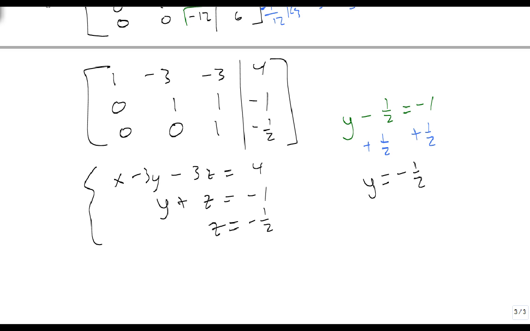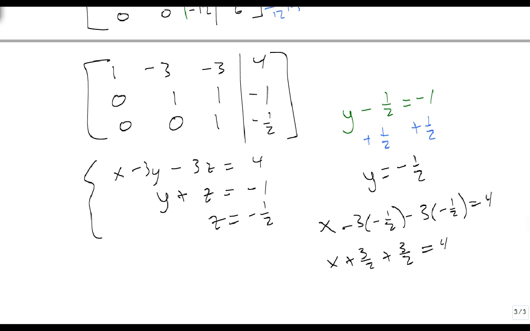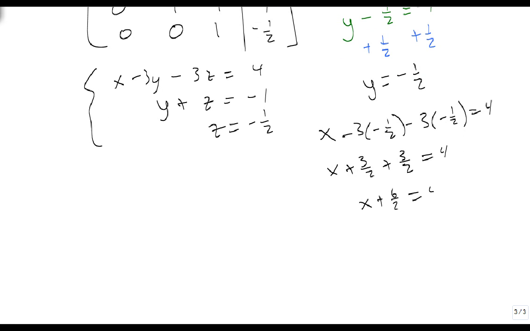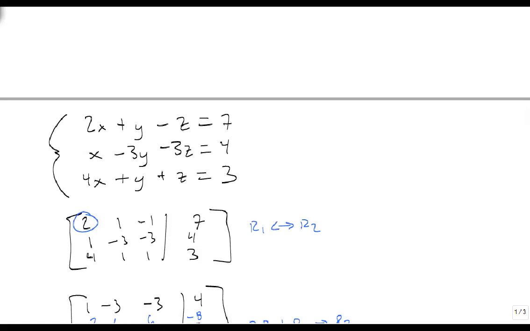I come back up to my original: x minus 3 times a minus 1 half minus 3 times a minus 1 half equals 4. So that's x plus 3 halves plus 3 halves equals 4, which is x plus 6 halves equals 4. X plus 3 equals 4, so x is 1. Now I know that my x is 1, my y is minus 1 half, and my z is minus 1 half, and I get the point 1, minus 1 half, minus 1 half, and that is the solution to my original system.